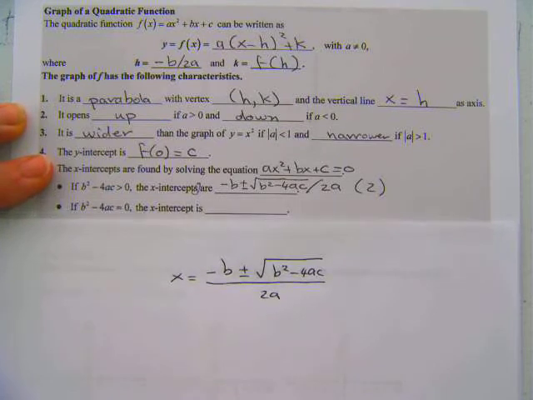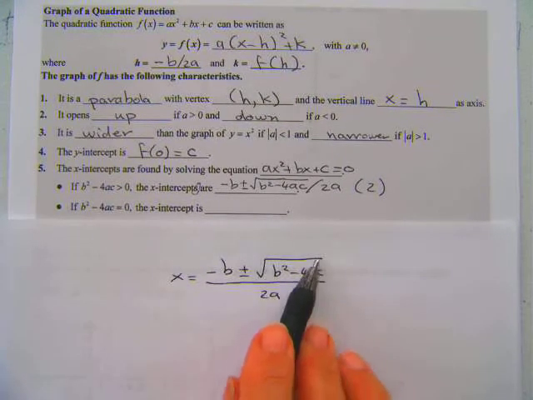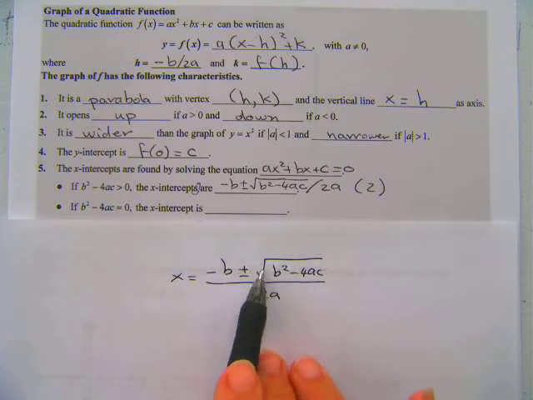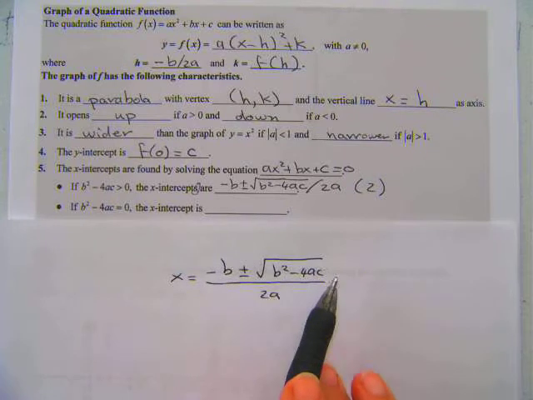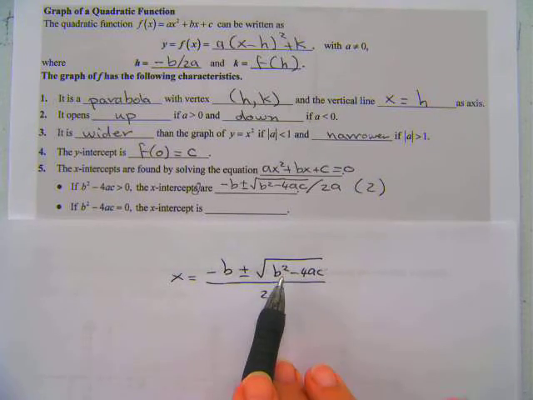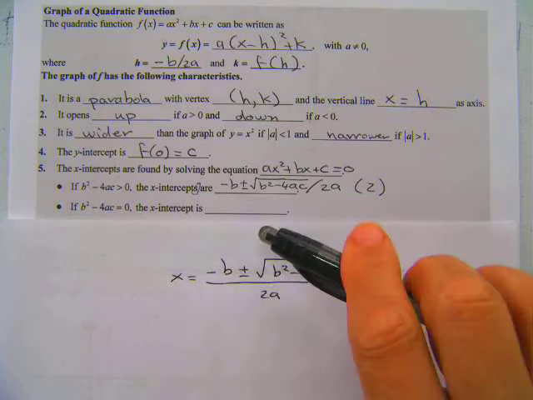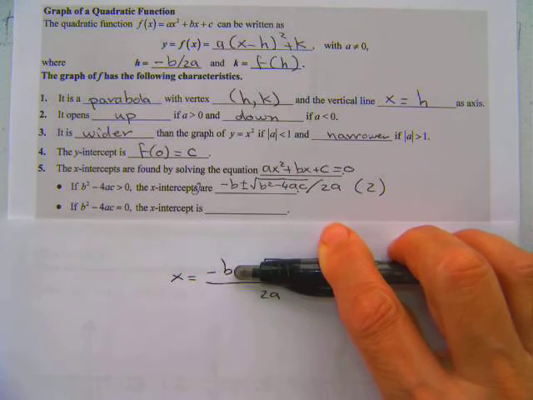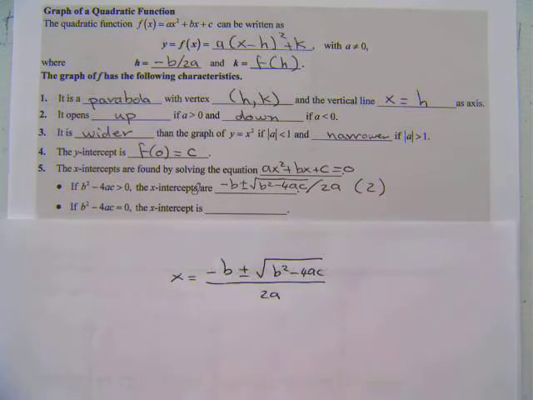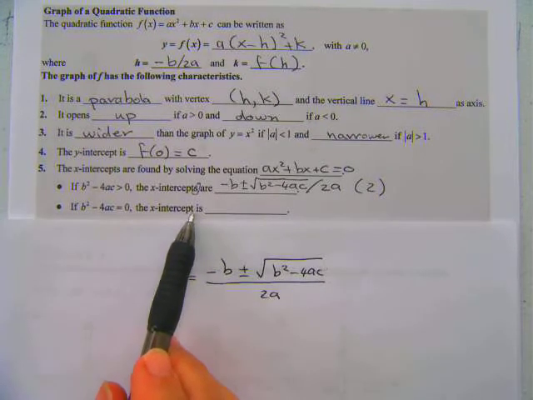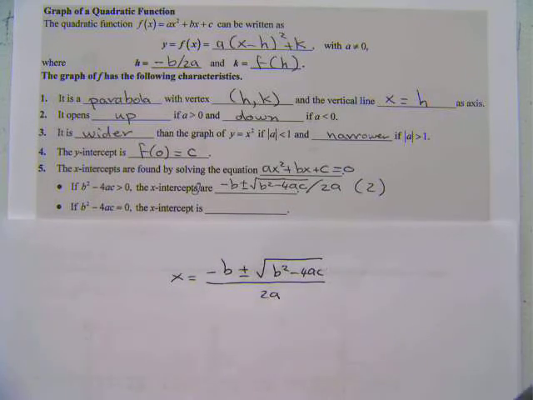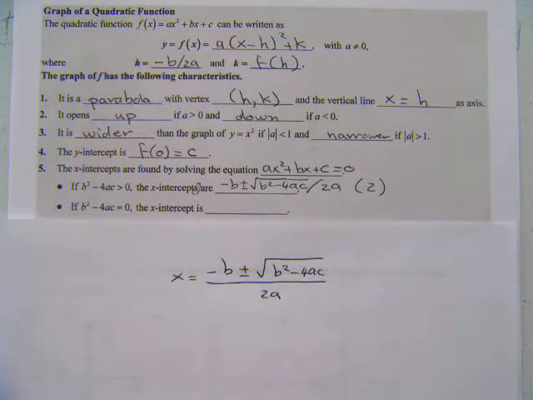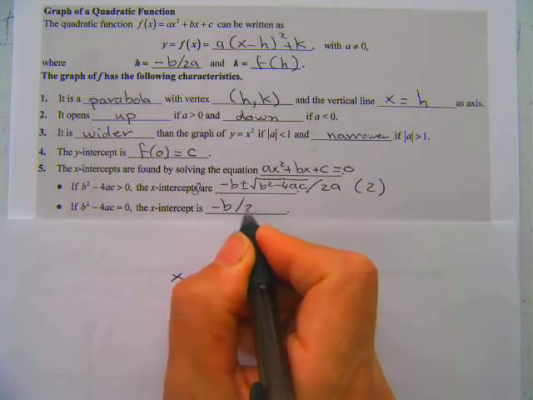Now, what happens if this quantity, we call this the discriminant? You don't have to worry about the name, but that's what it is. It's the discriminant, b squared minus 4ac. If that quantity is 0, what happens, guys? This is gone. So what are you ending up with? Negative b over 2a. So look at this. The x-intercept, there's no s because there's only one x-intercept. Again, this is 0. This is gone. So all we have is negative b over 2a.